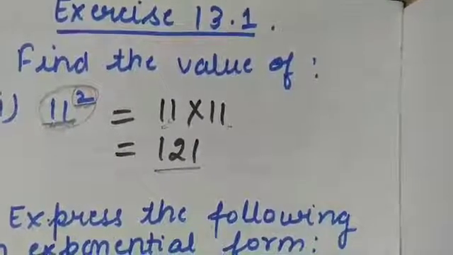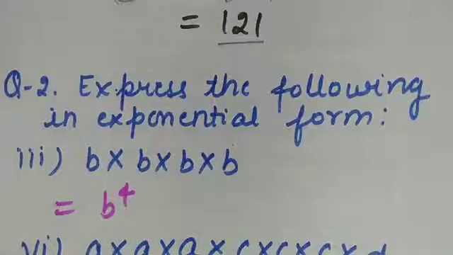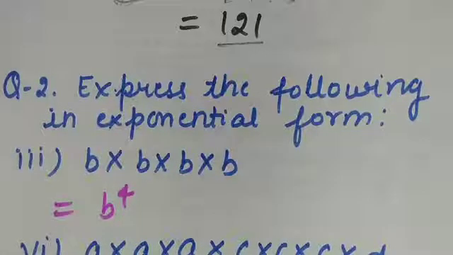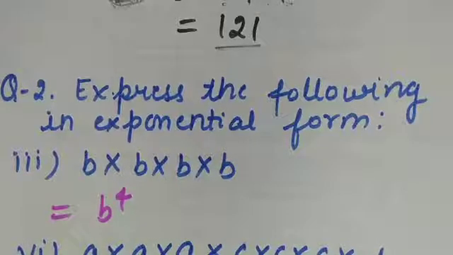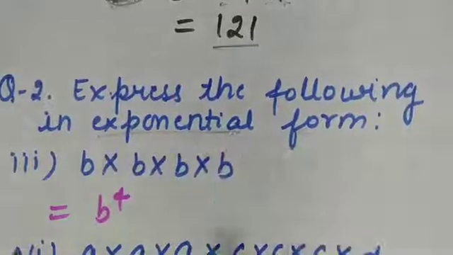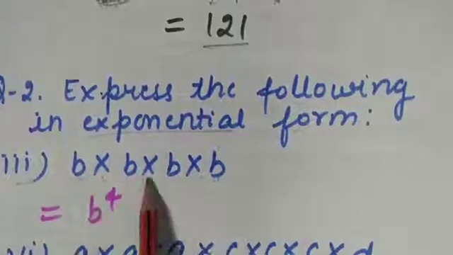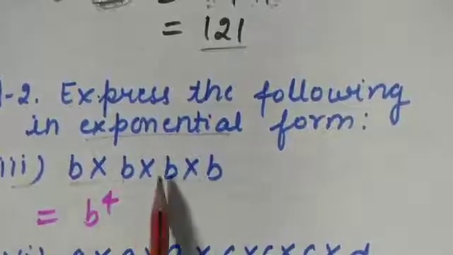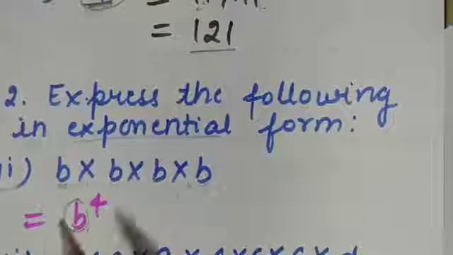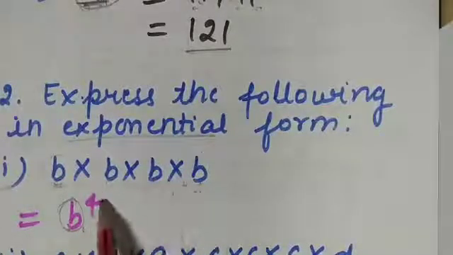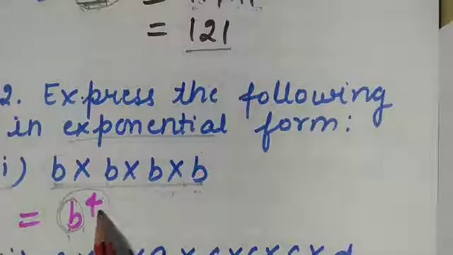Come to question number 2. Express the following in exponential form. Exponential form means the number that can be written in the form of powers, or you can say exponent, or you can say index. Here this is the third part, b into b into b into b. So b is being multiplied to itself, so that will be considered as your base. Now this b is multiplied 4 times, so 4 will be the power. So this number can be written as b raised to the power 4.